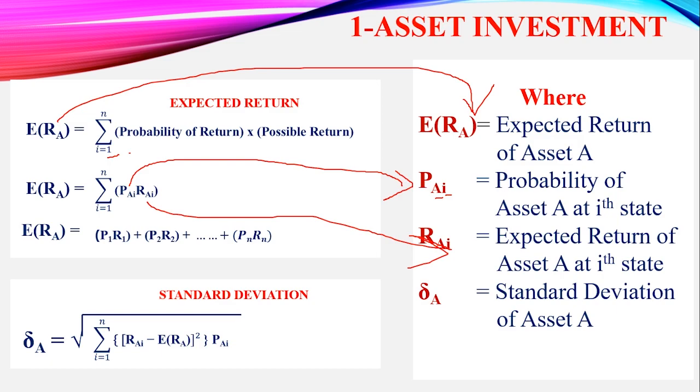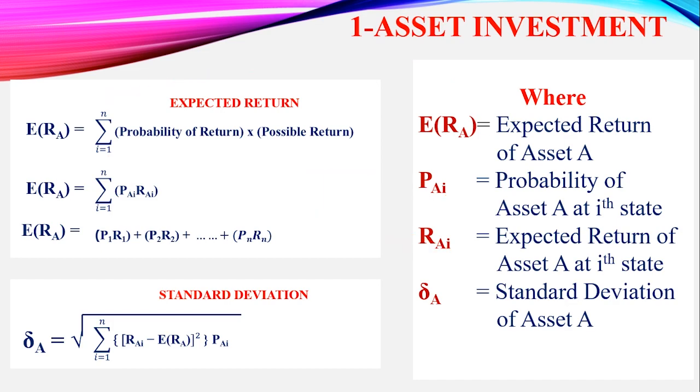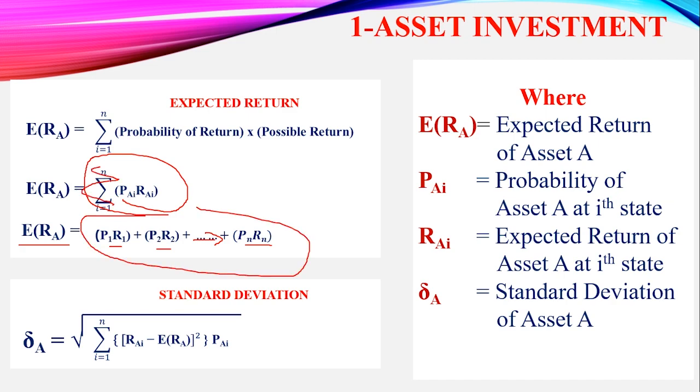What is the expected return at that particular state? This will come out clearly when we look at an illustration. I'll come into that. You can also get the expected return as simply the sum of P1 R1, P2 R2, Pn Rn all the way. When you add all these, that is what you are calling the sum. So you can also use this as a formula for getting the expected return of a single asset A.